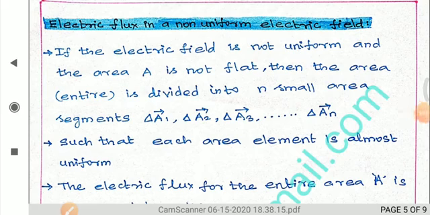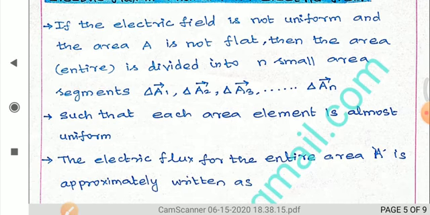Here we are going to discuss electric flux in a non-uniform electric field. In the previous pages we discussed electric flux in a uniform electric field, whether the surface is parallel to the direction of the electric field, perpendicular to it, or at an angle theta with it. Here we discuss the non-uniform electric field. Suppose it is a non-uniform electric field, then what will be the flux?